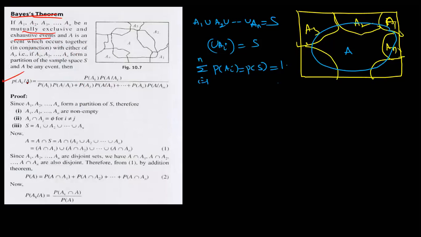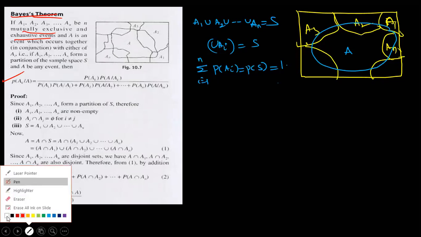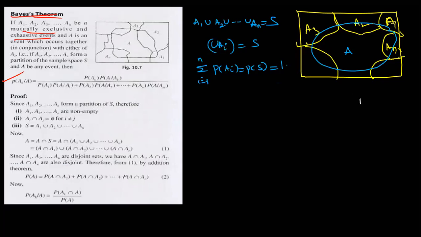Then this is the proof of P of AK by A. This is the question. So, how are they asking? Question C, let me explain. They are asking, what is the probability of A1 when the event A is already happening? What is the probability of A3 by A? That means, what is the conditional probability of A3 when the event A has already occurred? They are asking P of A5 by A, P of A7 by A, P of A1 by A.